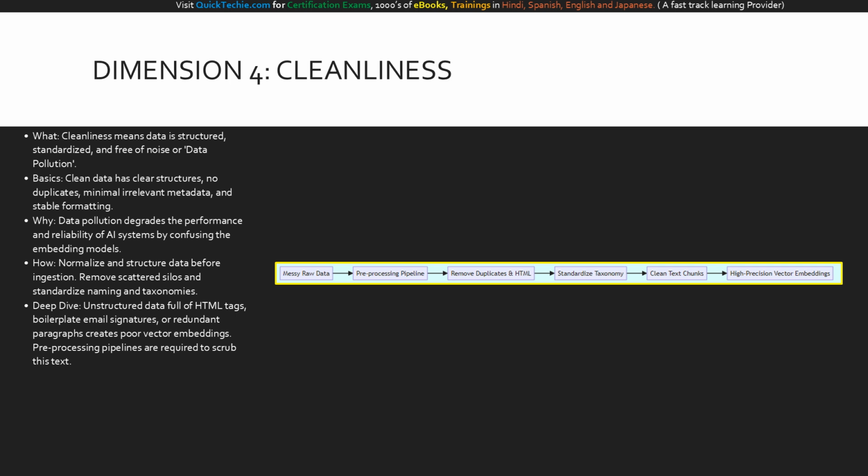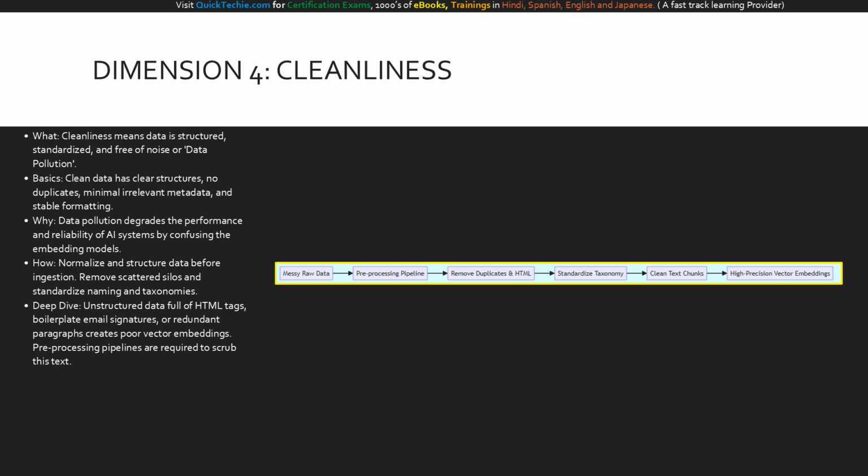Why do we care so much about formatting? Because data pollution actively degrades the reliability of AI systems. When you feed messy data into an embedding model, it creates poor, fuzzy vectors, which lowers retrieval precision. How do we fix this? We must normalize and structure our data before ingestion. We need to eliminate scattered data silos and enforce enterprise taxonomies.